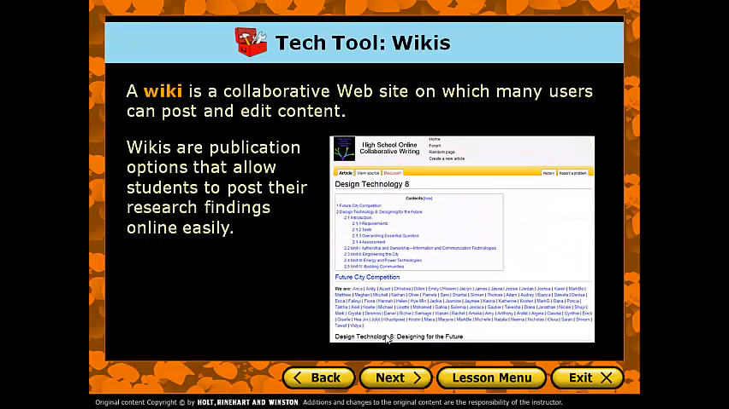Wikis are publication options that allow students to post their research findings online easily. We're not going to use a wiki. A wiki is a good choice, but not the best one for us.